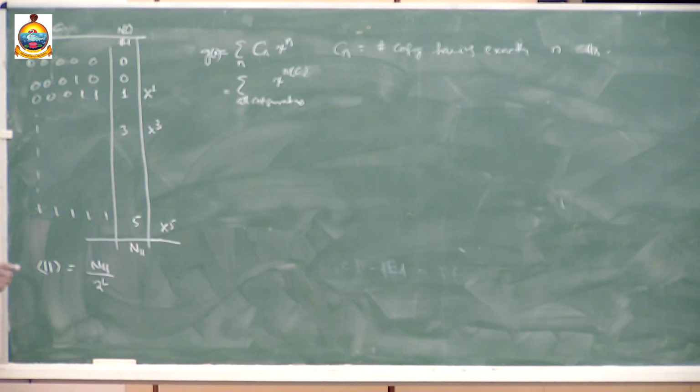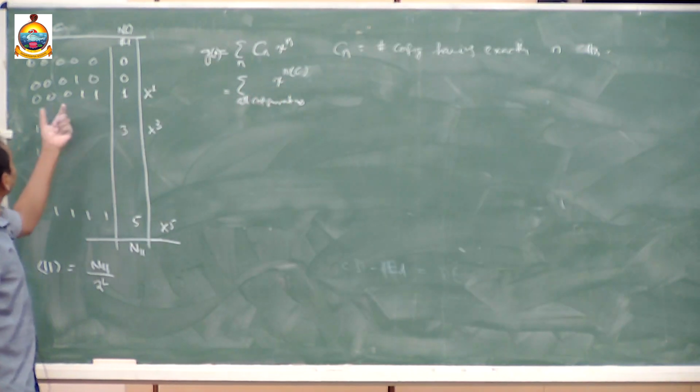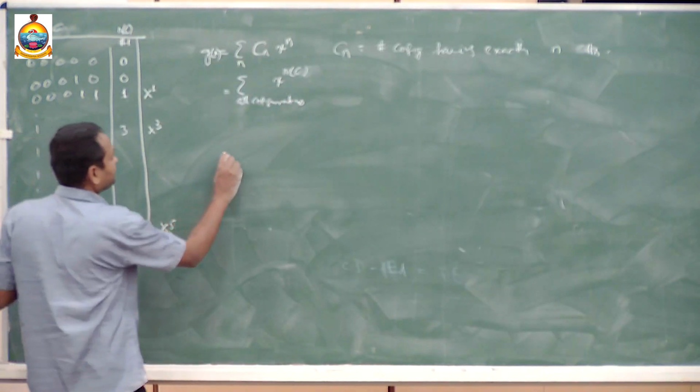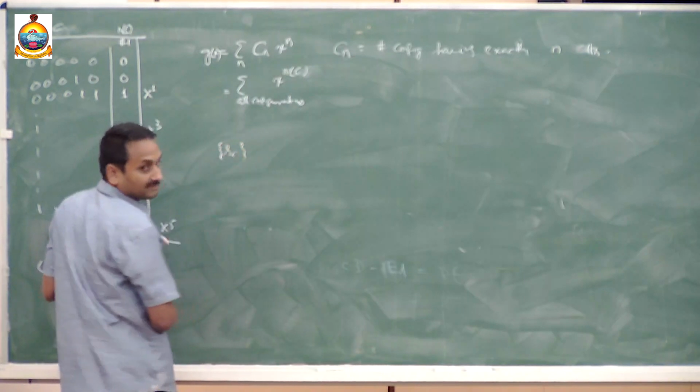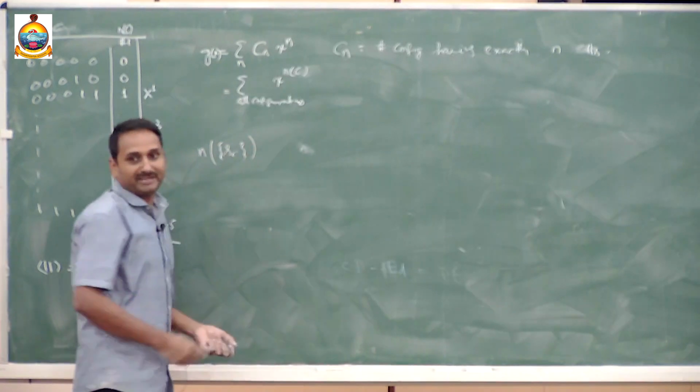So now, can you do this sum? The question is, is there a way to find n of C? If it is a general configuration, say S_i, what is n of S_i? Is there a way to find it out?